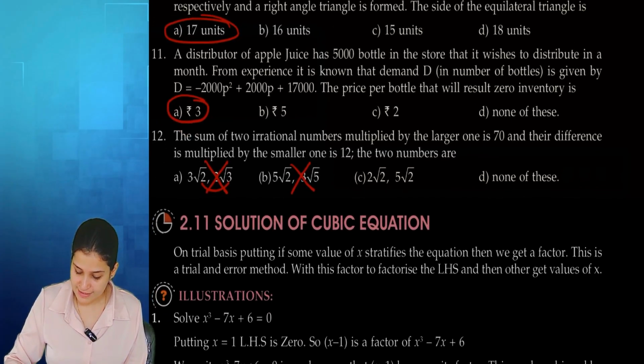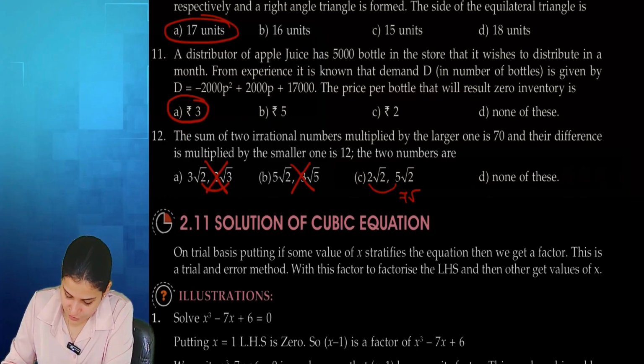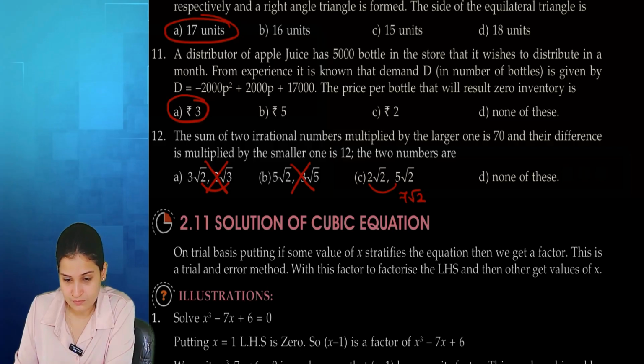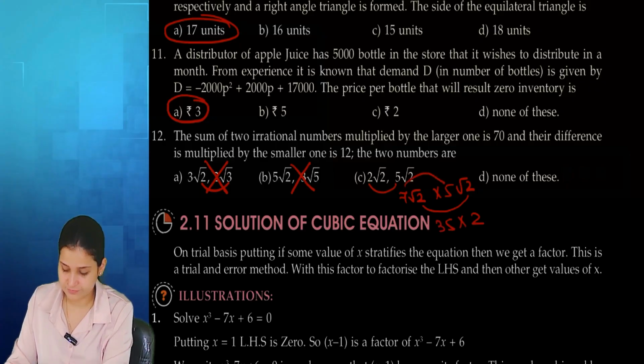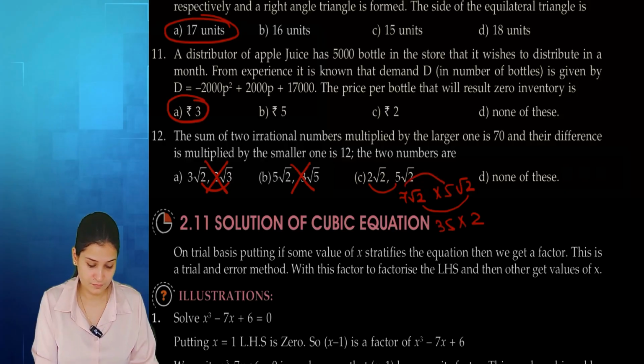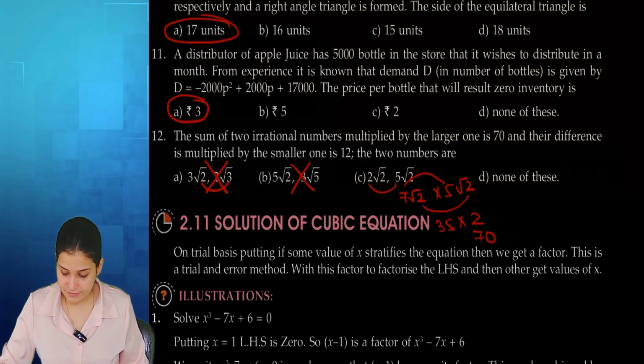Now for option C, the sum of them, what is 2 plus 5? 7. So the sum is 7 root 2. Multiplied by the larger one, root 2 into root 2 is 2. 7 into 5 is 35. So the answer is 70.